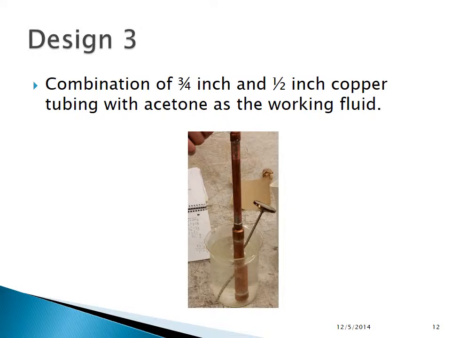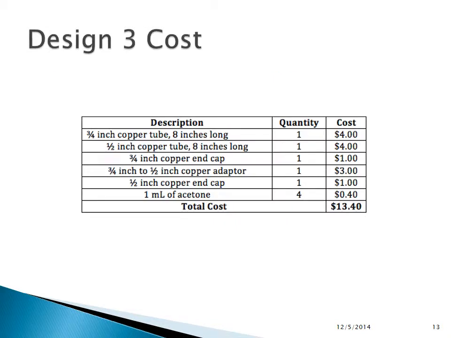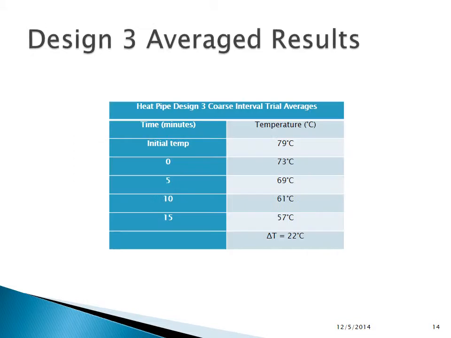Here's design 3, which is quite different from the first two, is an acetone heat pipe. Total cost was $13.40 and it averaged a 22 degrees Celsius temperature change.